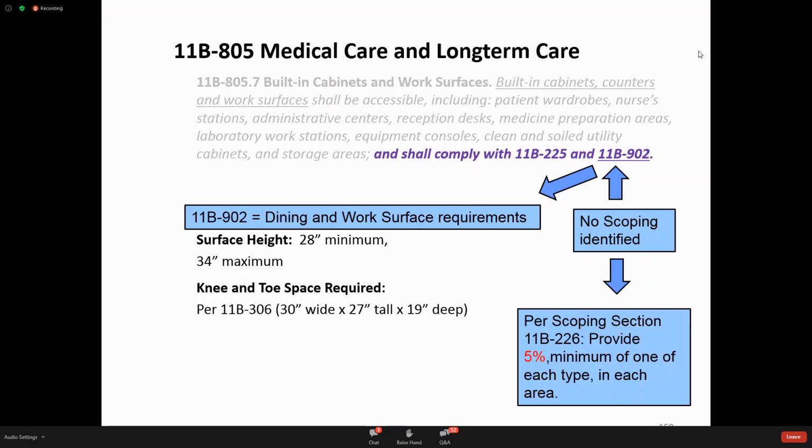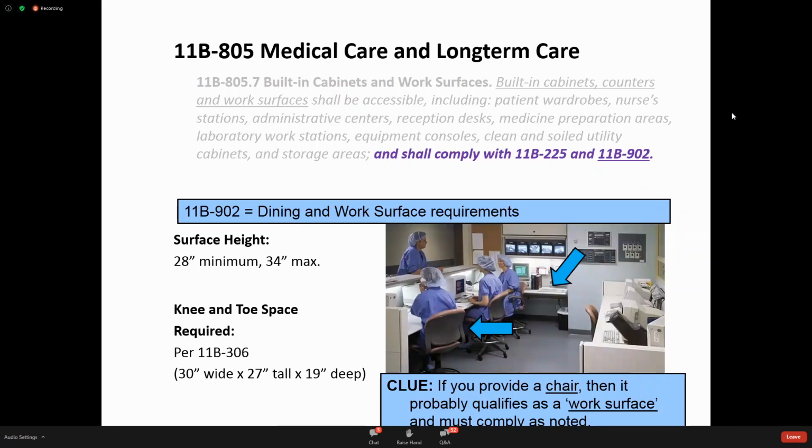So the upshot of it all, if you've got a nurse station, you may have 3 or 4 workstations or work surfaces for individual people to sit. I would apply the 5% and say code requires me to make 5%, or at least one of those, meet the work surface requirement, which is the surface height and the knee and toe space. That's the only way I can really make sense of this.